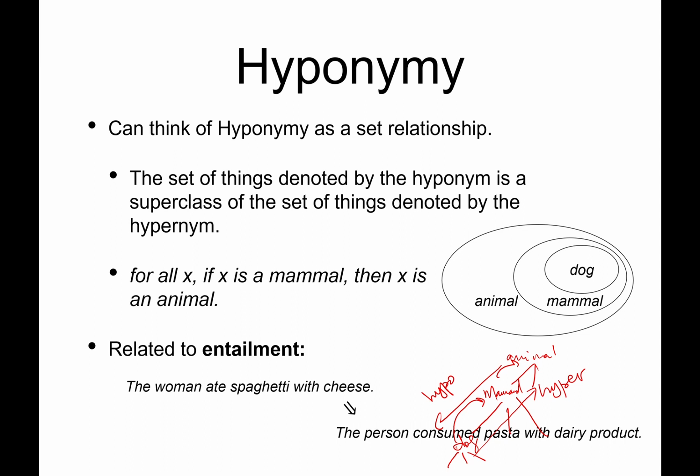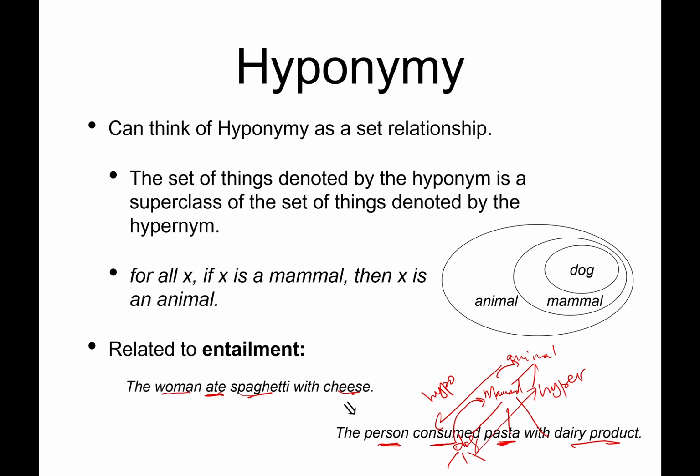Entailment is when you have two pieces of text and you want to infer whether they talk about the same thing. So, the woman ate spaghetti with cheese. If I replace woman with person, which is a hypernym, ate with consumed, which is a hypernym, spaghetti with pasta, same, and cheese with dairy product, I have: the person consumed pasta with dairy product. You can still tell that they are the same thing.